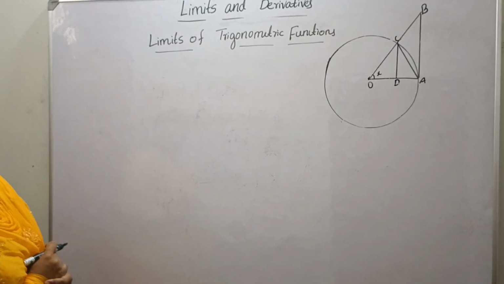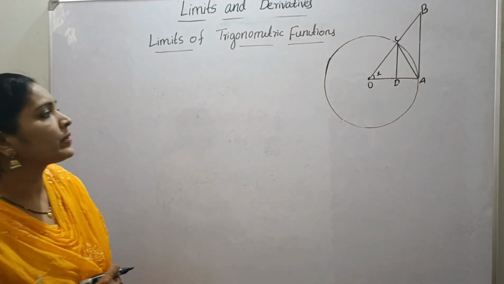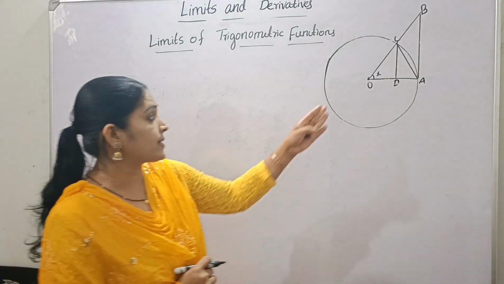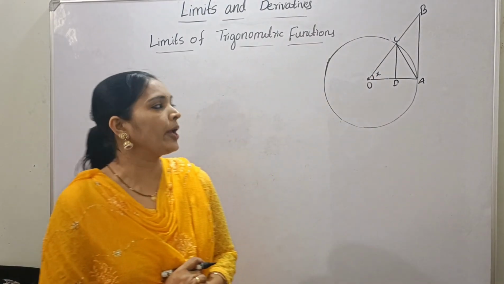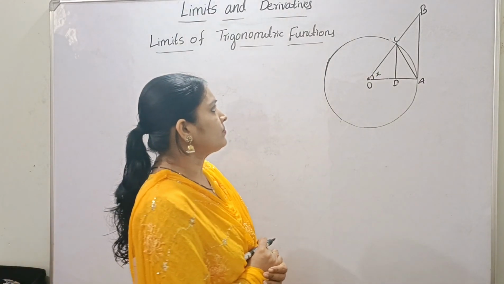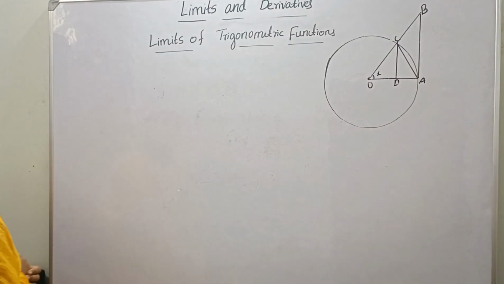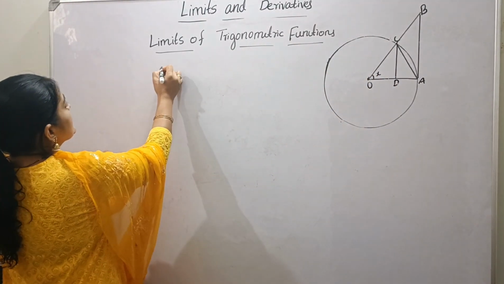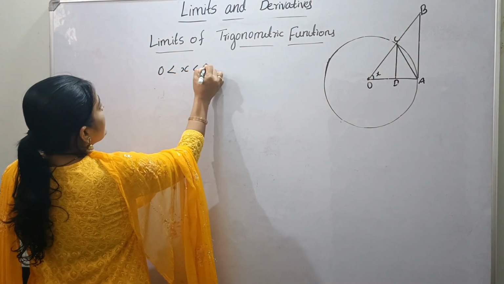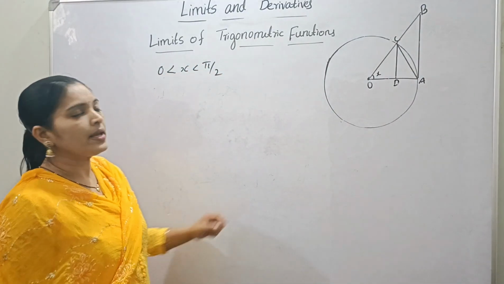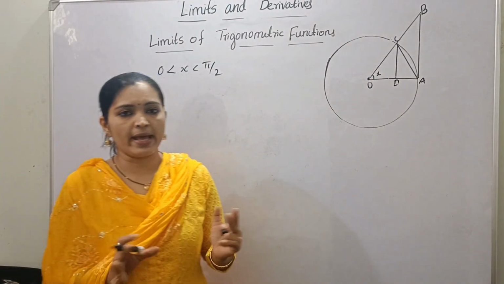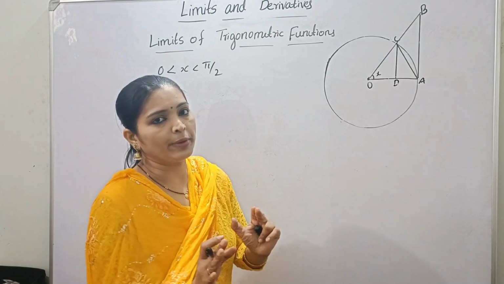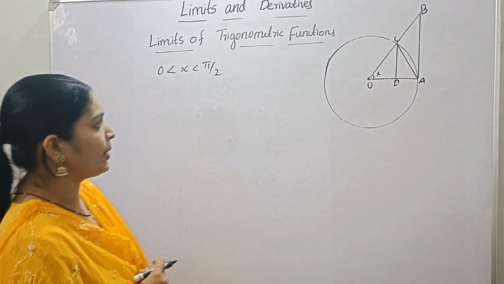Here we have taken a unit circle with center O, and x is the angle x radian. First of all, the range of x is 0 less than x less than pi by 2, isn't it? x is always less than pi by 2, less than 90 degrees. So the range is 0 less than x less than pi by 2.